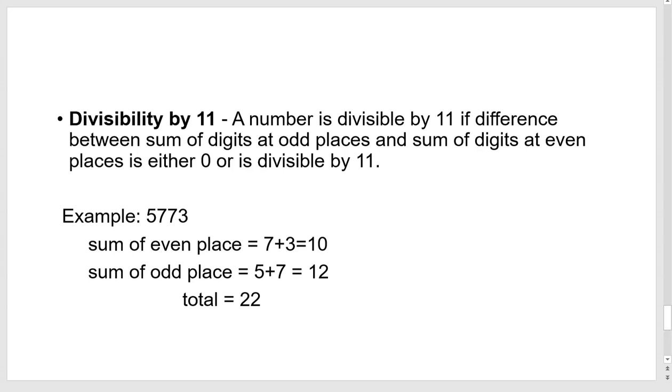And the last one of the divisibility rules is divisibility rule 11. If the difference between the sum of even place digits and the sum of odd place digits is divisible by 11, then the given number is divisible by 11. Like for example, we have 5773, where the sum of even places is 7 and 3, so 7 plus 3 is 10, and the sum of odd places 5 plus 7 is 12, 10 plus 12 is 22, 11 into 22, it is absolutely divisible by 11. So this type of problem we can clarify like this.